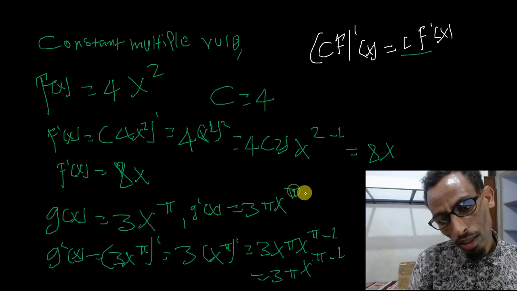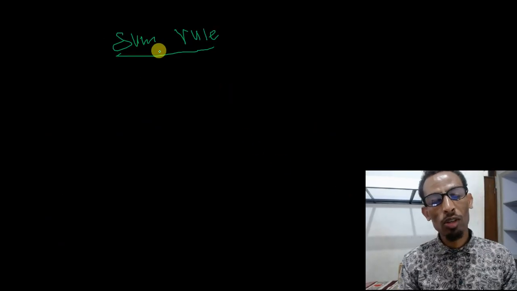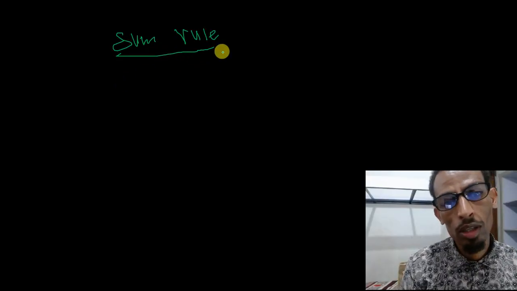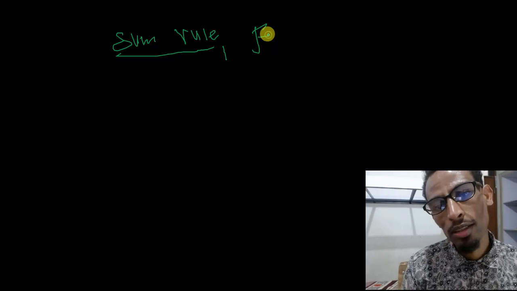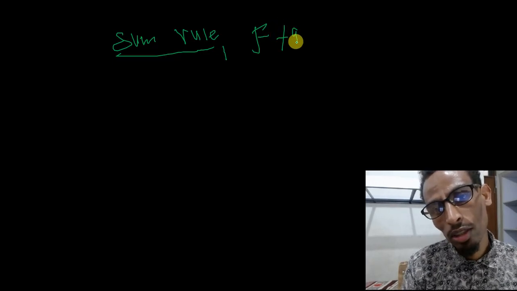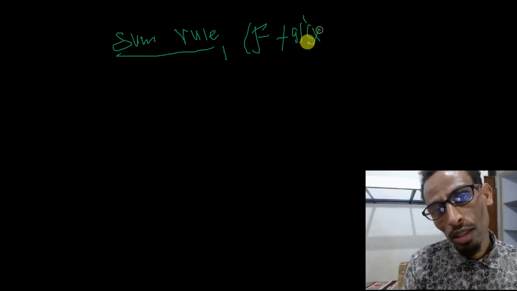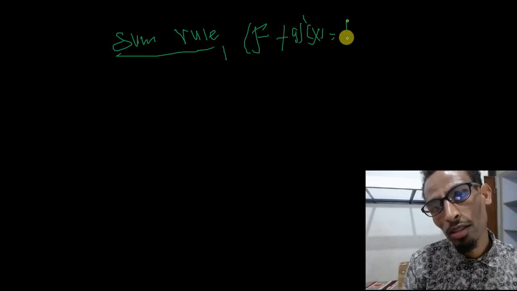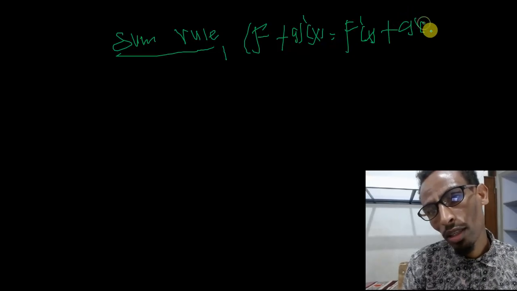Now this means g derivative at x is expressed as 3 pi times x to the power of pi minus 1. Okay. And the other rule is the sum rule, which is expressed as the derivative of f plus g at x is always expressed as f derivative at x plus g derivative at x. That means we differentiate individually.